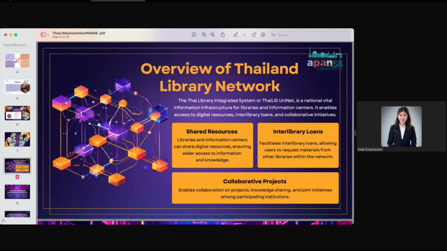Okay, so overview of the Thailand Library Network. We can divide it into 3 parts. First one is shared resources. So libraries and information centers can share digital resources, ensuring wider access to information and knowledge. The other part is ILL, or interlibrary loans, allowing users to borrow materials from other libraries within the network. And the last one is collaborative projects, such as the event I have shown you before.